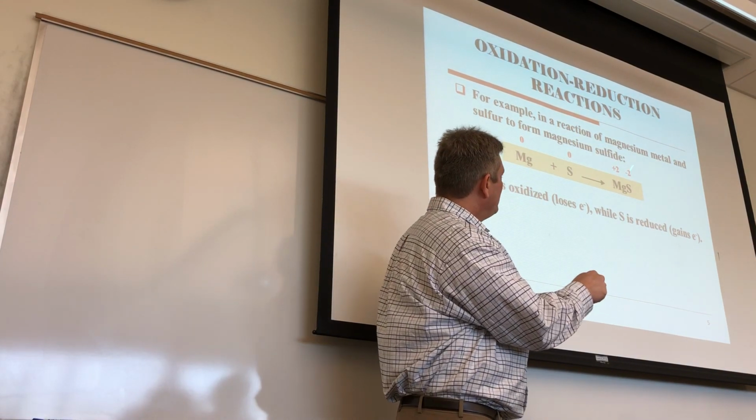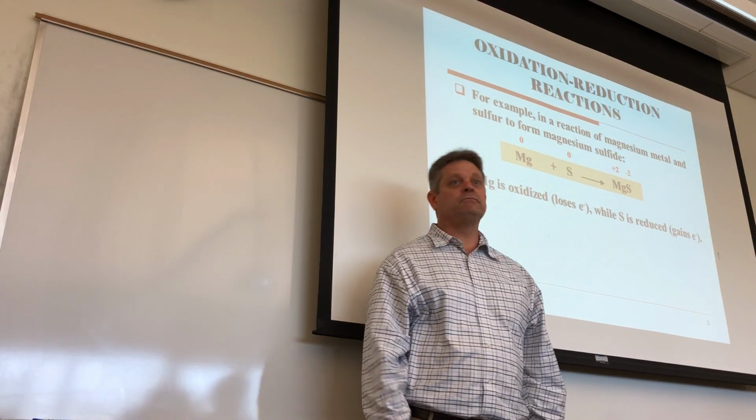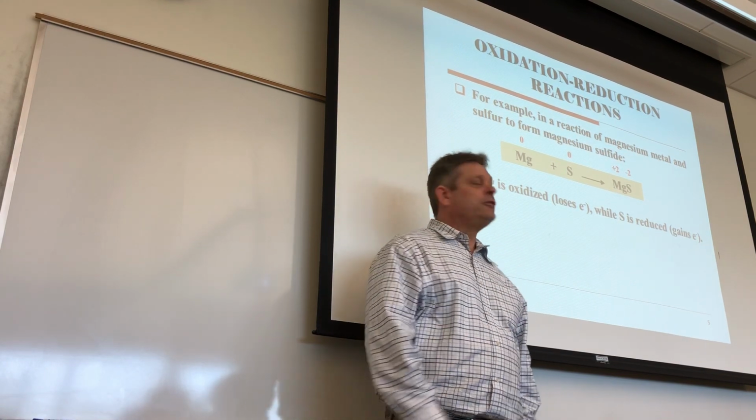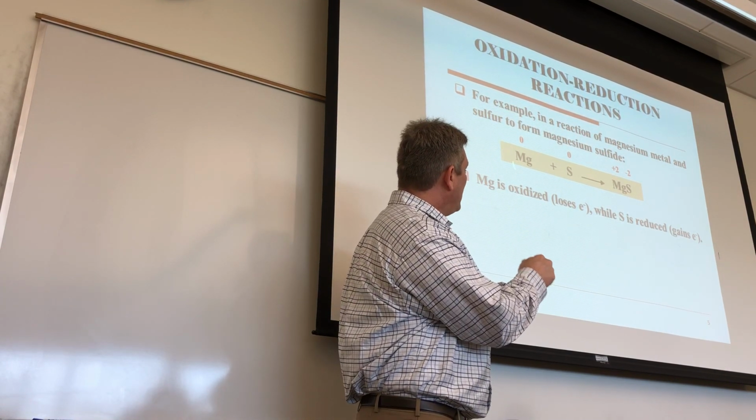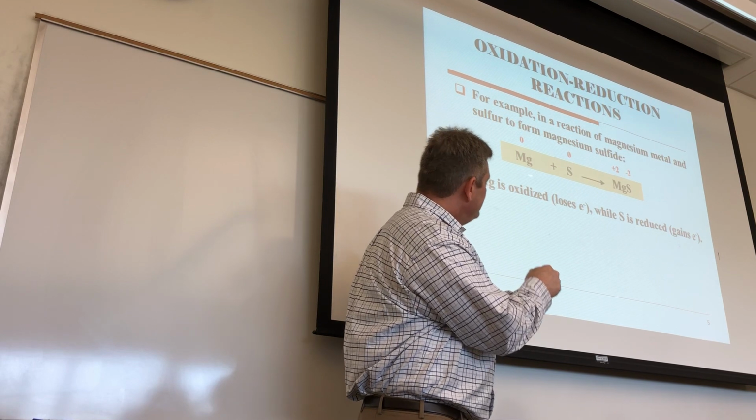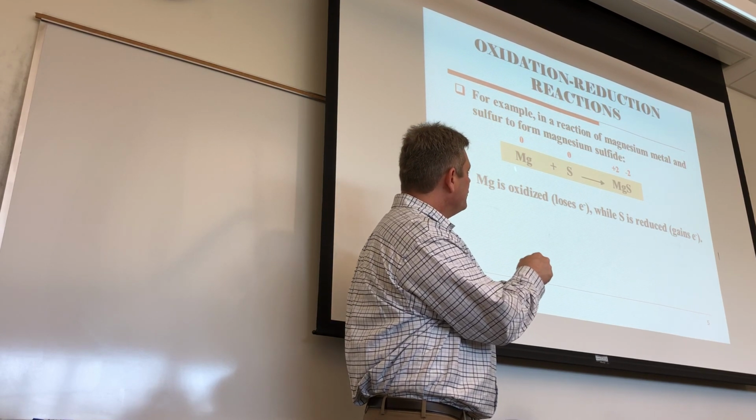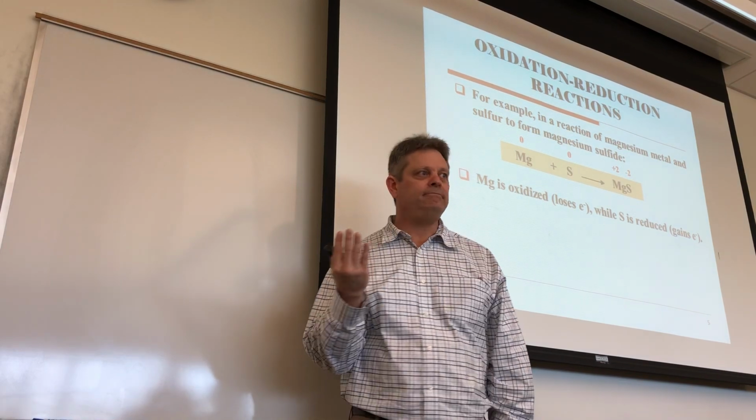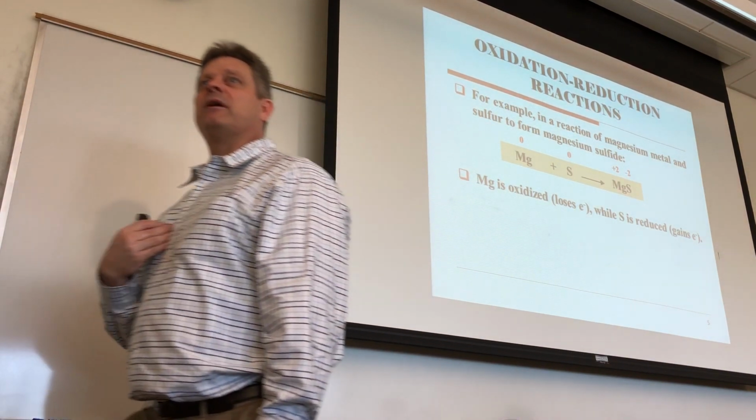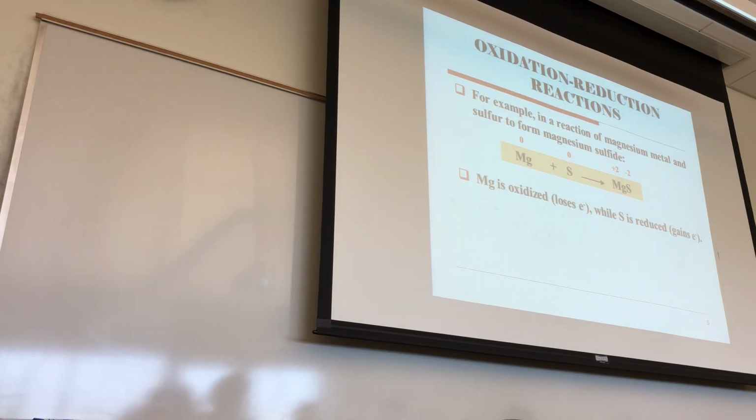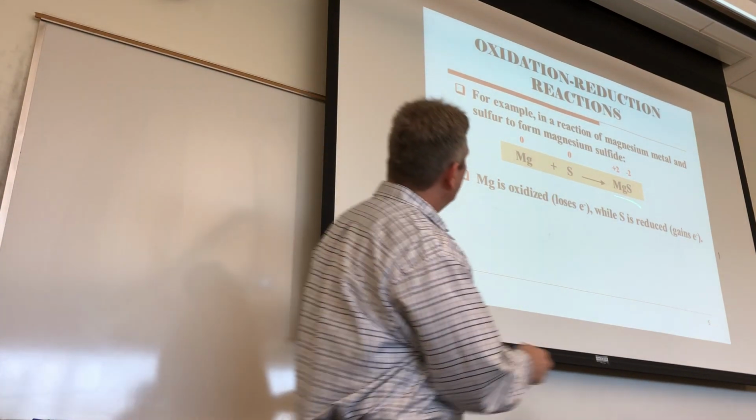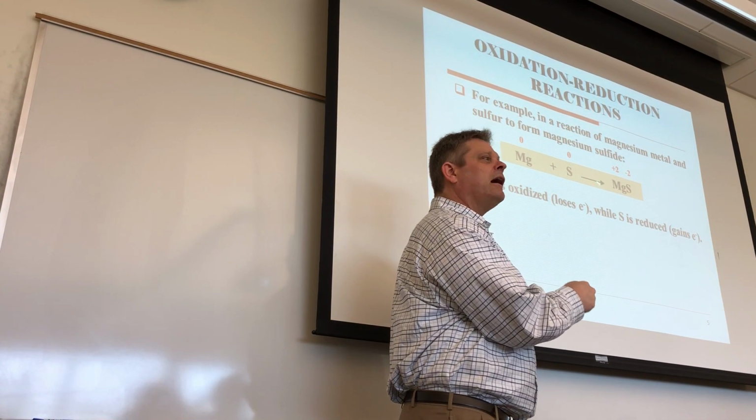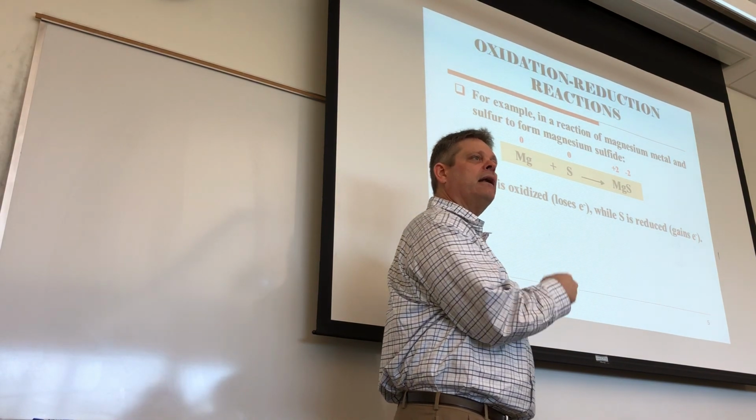Sulfur was 0, now it's minus 2. It gained those 2. So this was reduced, this was oxidized. This did the reducing of this, so this is the reducing agent. This did the oxidizing of that, so that's the oxidizing agent. Those terms put in perspective. And this is where you get the transfer of electrons, which is why we know that this is a redox reaction and not a double replacement.